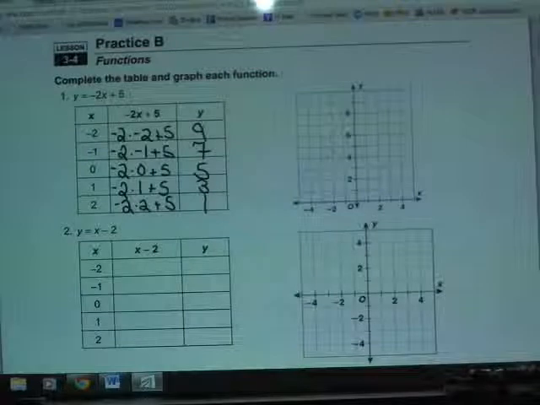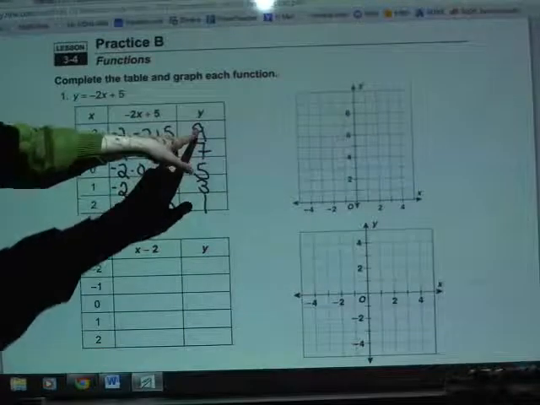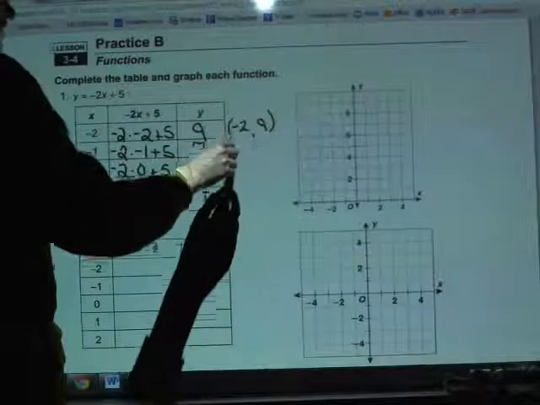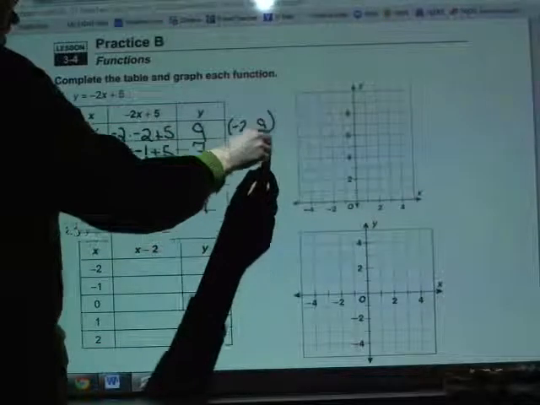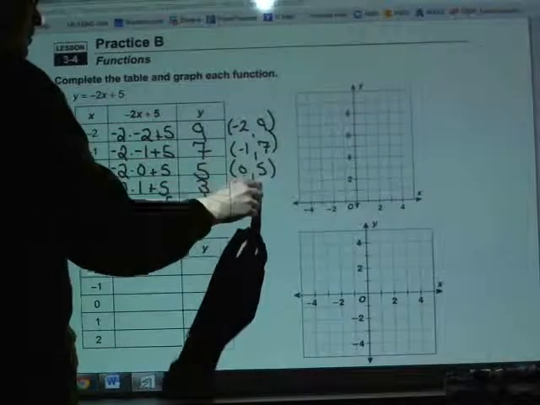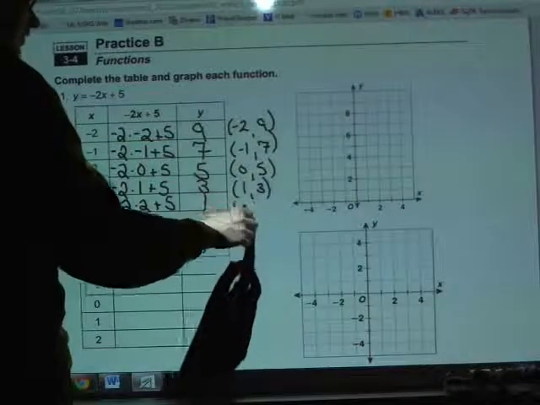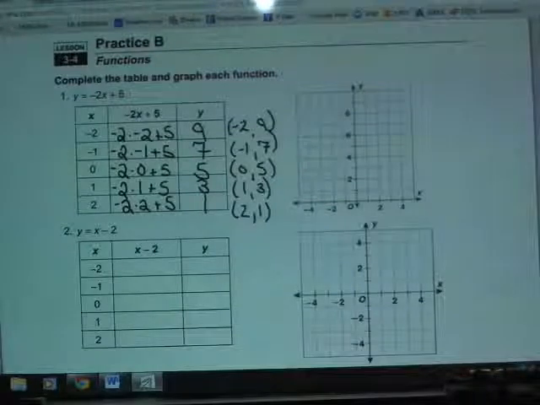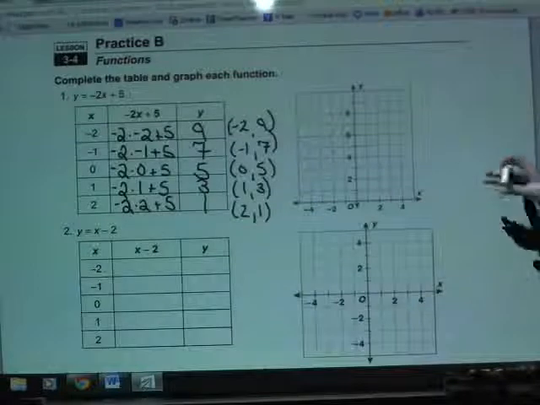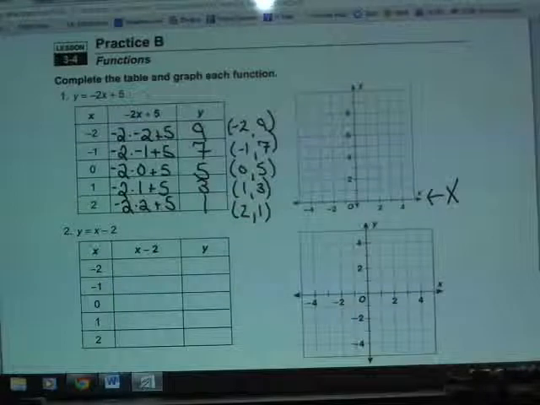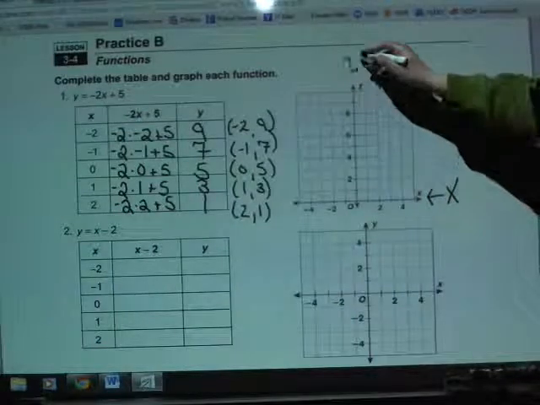All right, so again, my x and y now combined make my coordinate. So this is negative 2, 9 from the first one, and negative 1, 7 from the second one, and 0, 5 from the third one, and 1, 3 from the fourth one, and then 2, 1 from the last one. And that's what I'm going to go ahead and graph on my coordinate grid there. Remember, the first number is an x value. The x-axis is the one that runs left to right. And the second number is a y value, and that's the one that goes up, down.